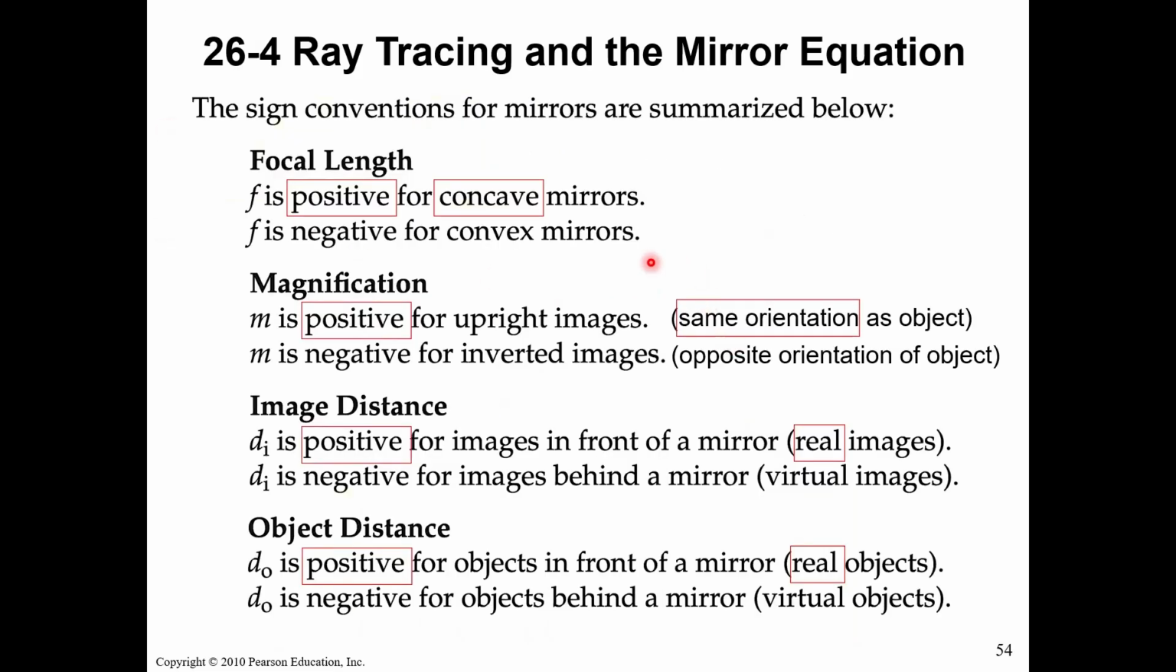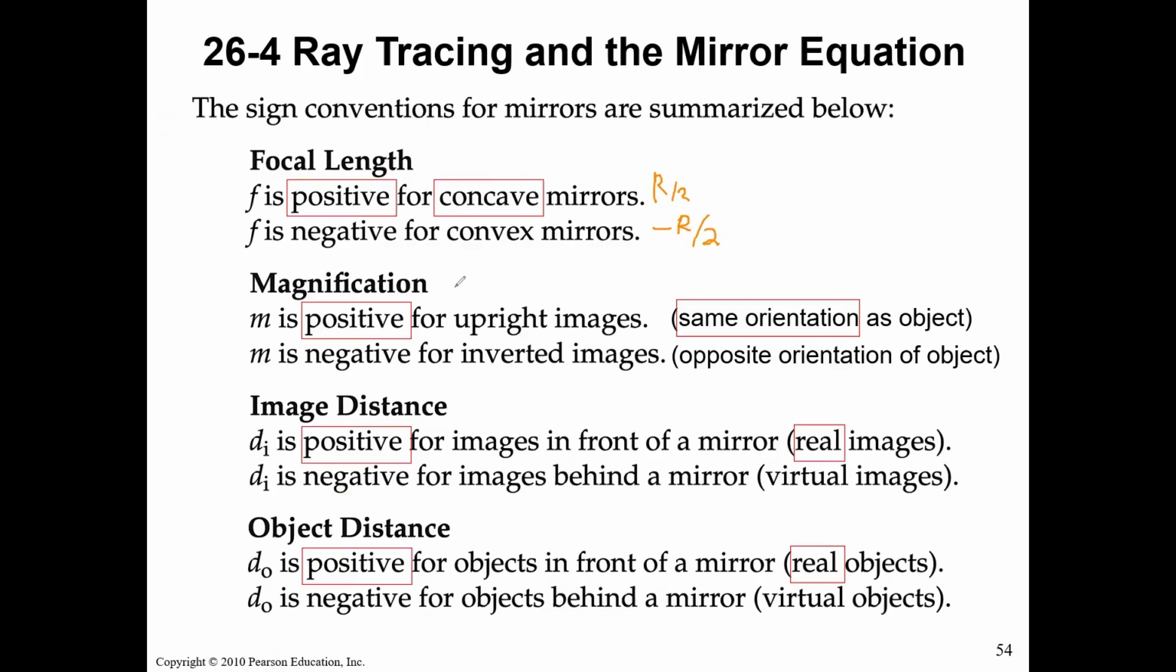So here is a summary of the sign conventions. If we have a concave mirror, it looks like that. You can have an object in here, and an image in here. So F is positive. If you have a convex mirror, you have an object in here and a virtual image in here. F is negative. So this is basically half R, and this is basically minus half R.